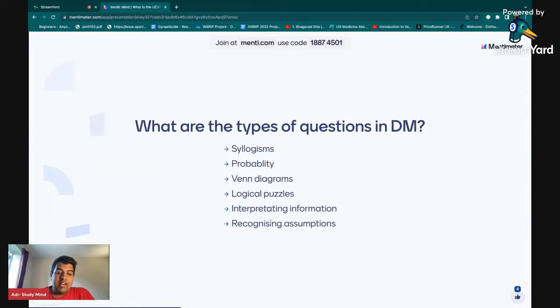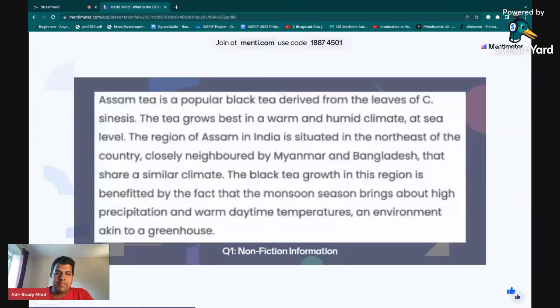And then recognizing assumptions and interpreting information are a bit more complex, in terms of it being part of a bigger question. Interpreting information might be in the form of a graph, or a Venn diagram that's already been given to you, filled with information and numbers, and you have to interpret it into text. So yeah, that's the general gist of these sorts of questions.